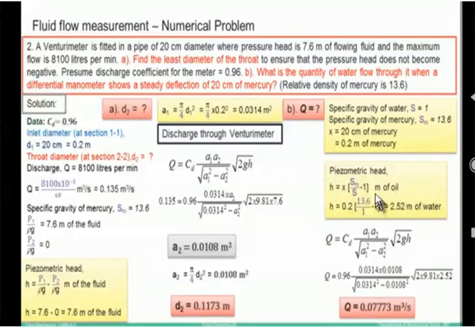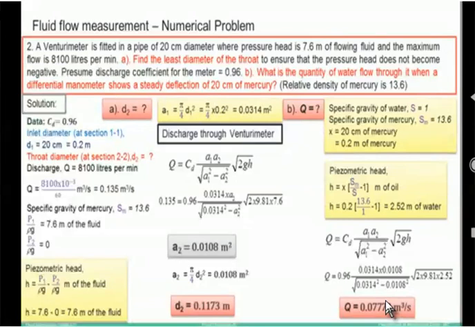Then substitute all the values. So we know here we will get that H is equal to 2.52 meter of water. Okay, now Q is equal to Cd A1 A2 times root 2gh. The A1 and A2 values we already know, the G value we know, and the H value we already found here. Substitute all the values and we will get that Q value. This is our second required answer.